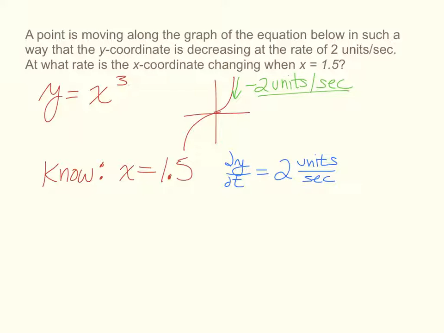So now we can go through and take the derivative of our equation y equals x cubed like we normally would with implicit differentiation. So the derivative of y is just 1. The derivative of x cubed is 3x squared. But since we're taking the derivative with respect to t, we need to tack on the dy/dt and the dx/dt immediately after our derivatives of y and x.